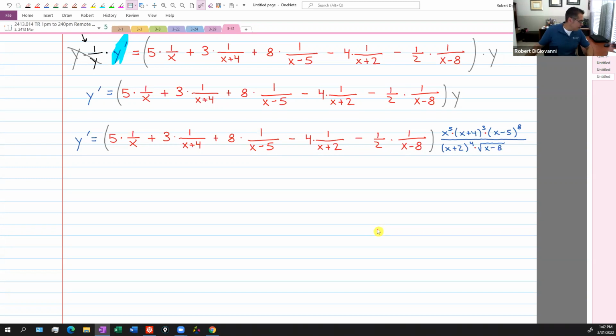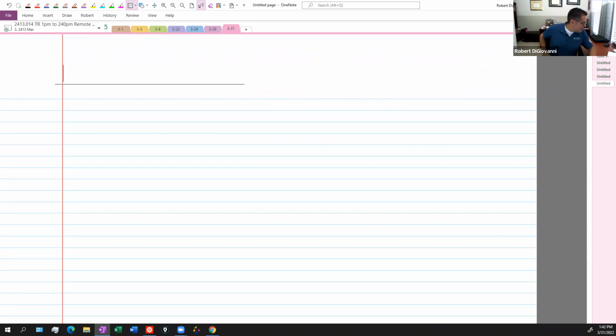Let's do another example. Okay, let's do another one. I'm going to pull this one out of the book just to show you kind of the variation. So this one says y equals e to the negative x cosine squared x over x squared plus x plus 1. Find y prime.